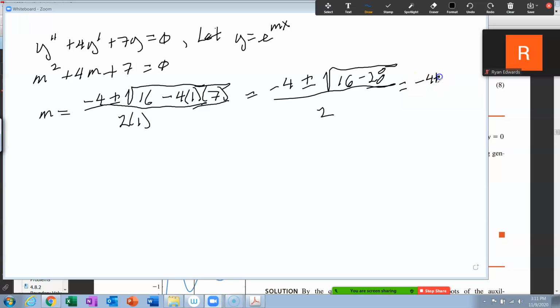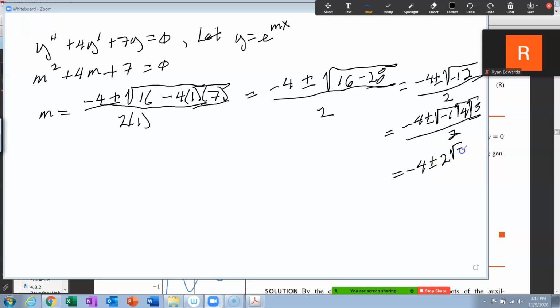Minus 4 plus or minus the square root of negative 12 divided by 2. What does that give us? Minus 4 plus or minus the square root of -1 times the square root of 4 times the square root of 3. -1, pull that out, then you got 4 times 3 left. This is all over 2, and that gives us -4 plus or minus 2 root 3 times i over 2. Well, this 2 will go into that 2 once and into this 2 -2 times.